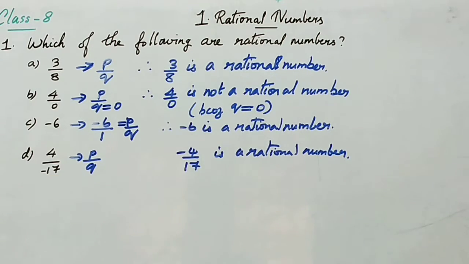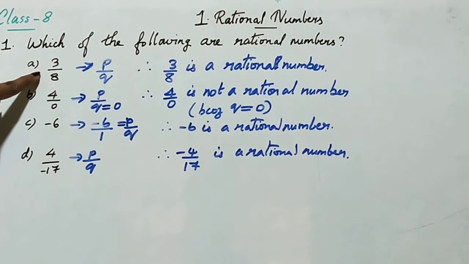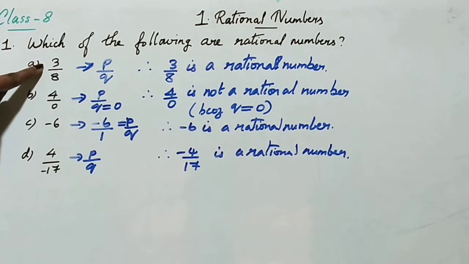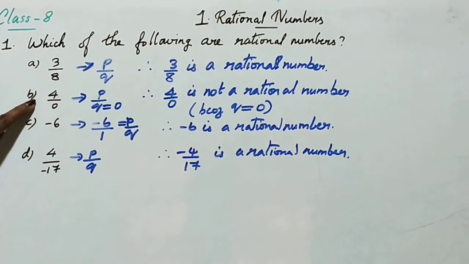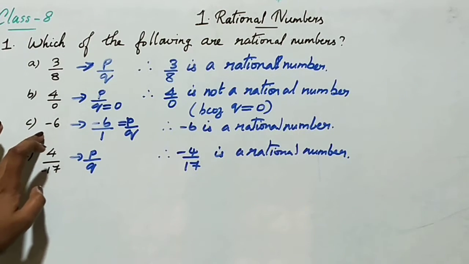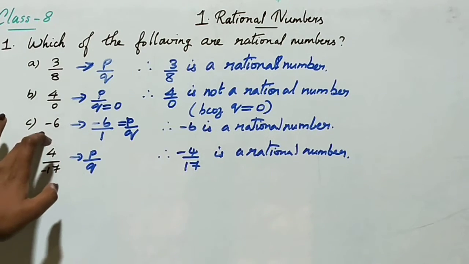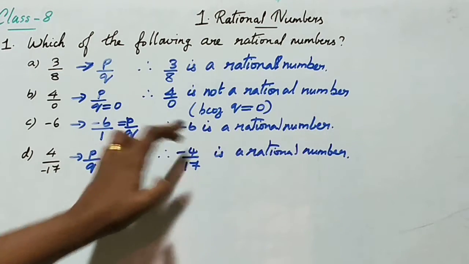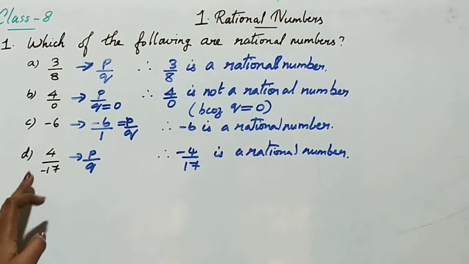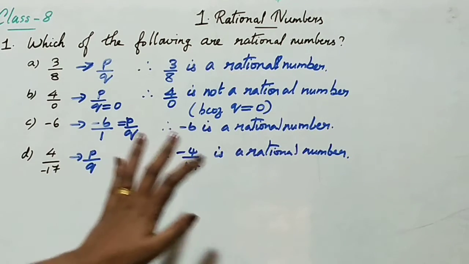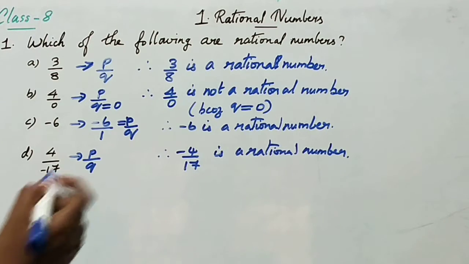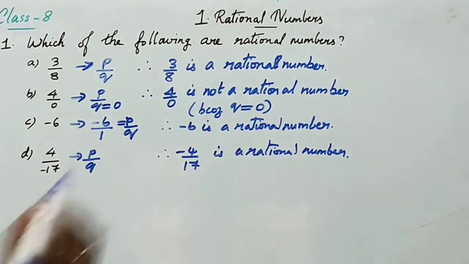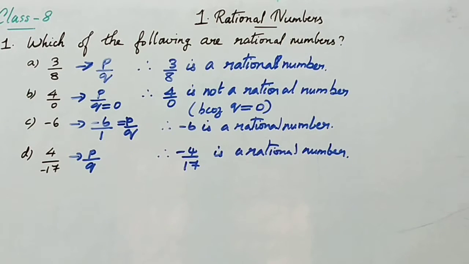From this, it will be clear for you. Here I have positive numbers, so this is a rational number. The next one has a denominator 0. If it has denominator 0, that is not a rational number. If there is no denominator, it means the denominator is 1, so that is also a rational number. If the denominator has a negative sign, that is also a rational number. The only thing is the denominator should not be 0. Here I have denominator equal to 0, so it is not a rational number.